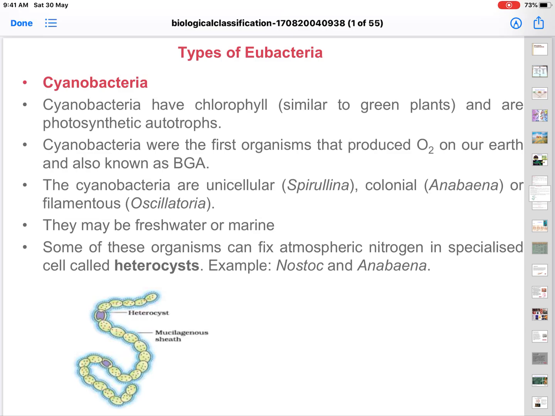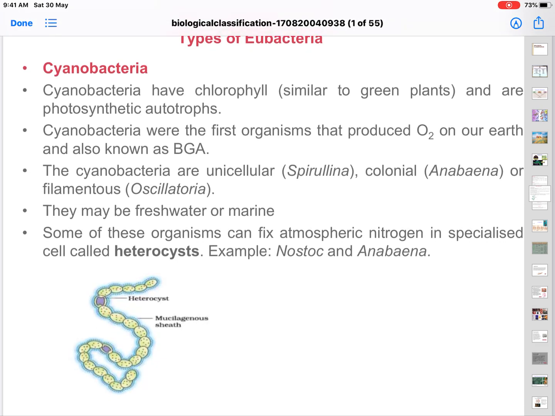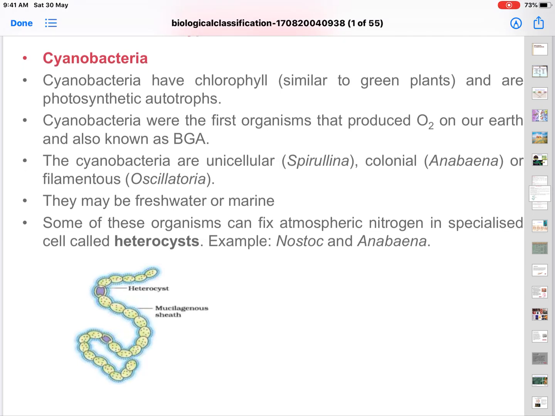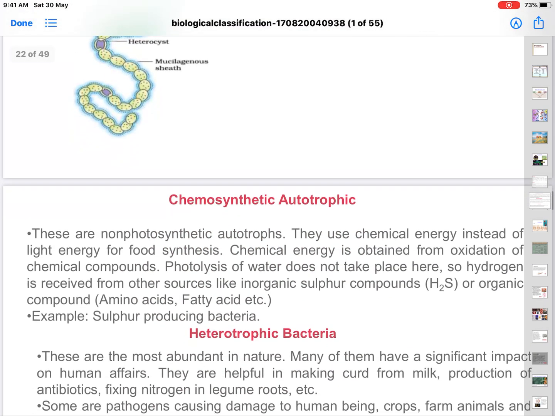The filamentous forms possess special cells called heterocysts. Look at the heterocysts in the diagram. And what are heterocysts? These are the special structures present in cyanobacteria that fix atmospheric nitrogen. So Nostoc and Anabaena are the examples, and you can always recommend to farmers these two so that they can spray the spores of Nostoc and Anabaena and help in agriculture.